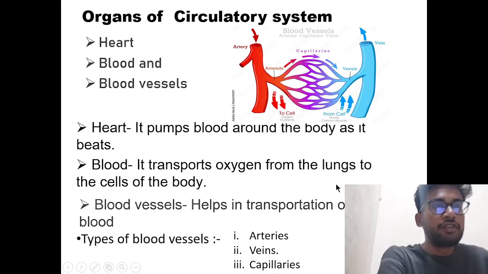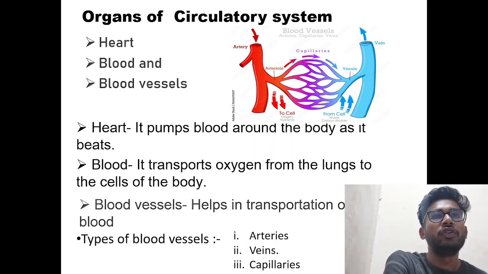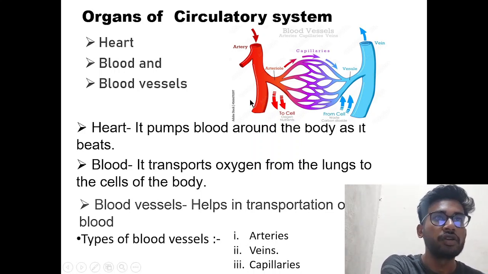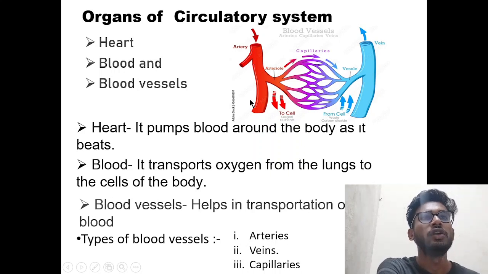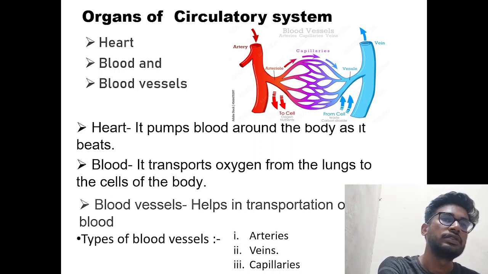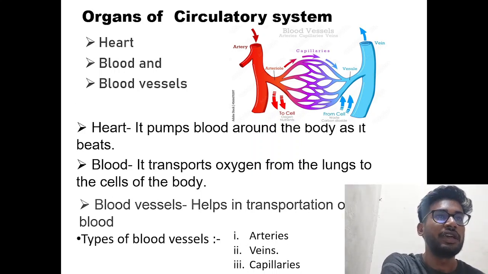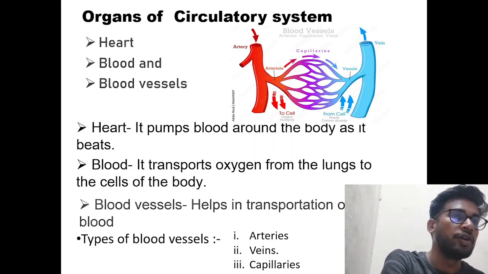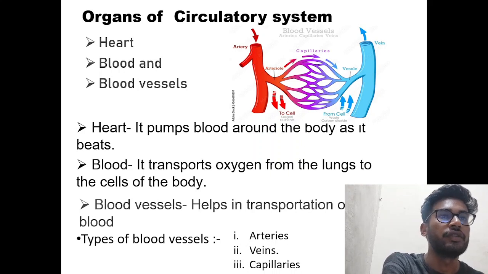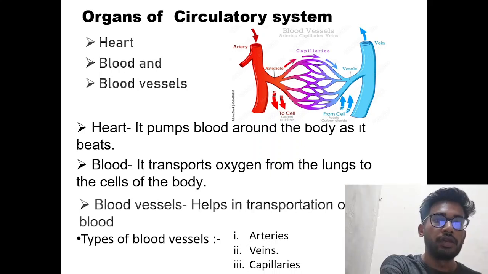After this, we will learn about the organs involved in the circulatory system. There are three organs mainly involved: the heart, blood and blood vessels. The heart helps in pumping blood around the body. Blood is involved in the transportation of oxygen from the lungs to the cells of the body. And blood vessels mainly help in the transportation of blood.